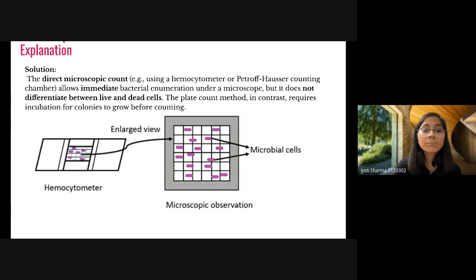And one of these methods can be the hemocytometer or Petroff-Hausser counting chamber. Here you can see we have the slide, and in that slide we have lines, and in those lines we can count the microbial cells. So if we do not want to go for the plate count method, you can just see the bacterial cells under direct microscopy and count the number of bacterial cells. Again we have a limitation: we cannot differentiate between live and dead cells using this method.